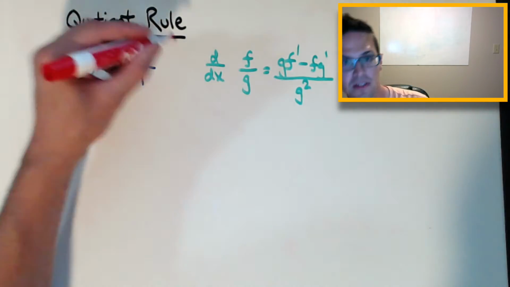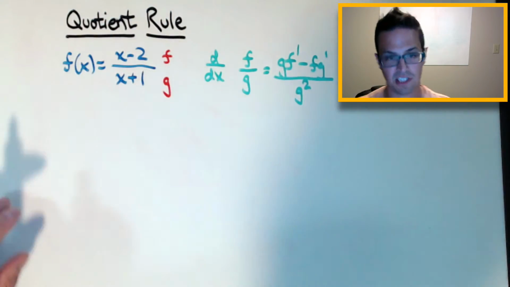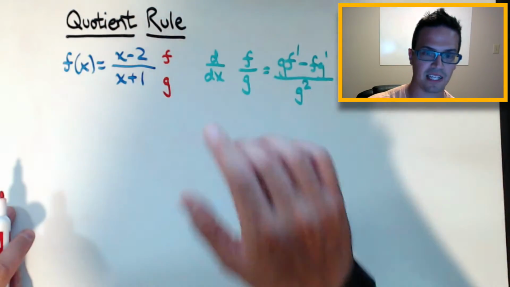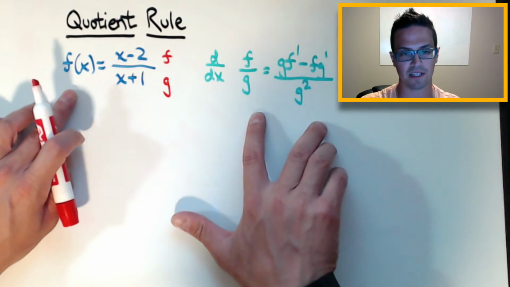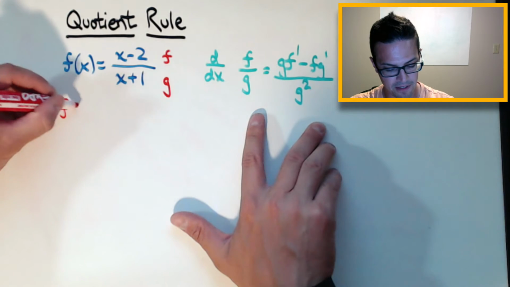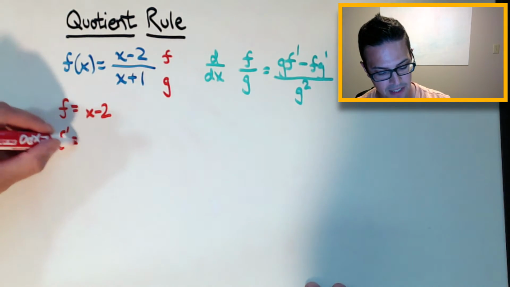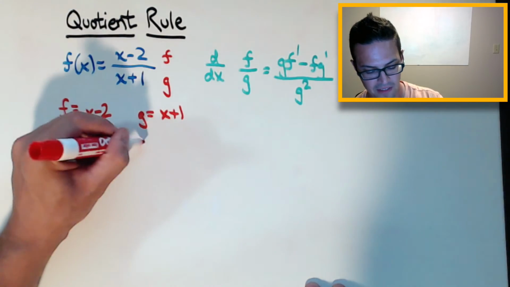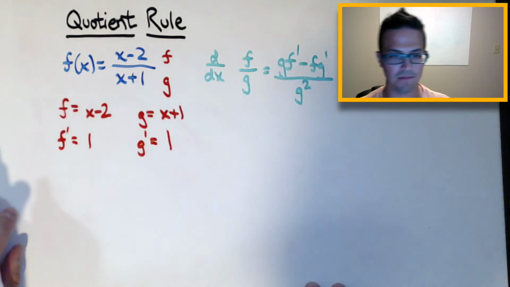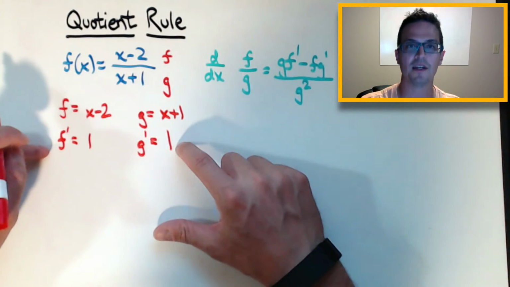So first thing I'm going to do is dictate what's my f and what's my g. So I'm going to say my f is on top, my g is on the bottom. That way it matches the formula. Again, this f is completely unrelated to this f of x. It's just used for this formula here. So my f is equal to x minus 2, and my f prime is equal to 1. Okay, my g is equal to x plus 1, and then my g prime is equal to 1. Okay, so for the derivative of this, I just use the power rule for both of these. The derivative is 1 for each of these.